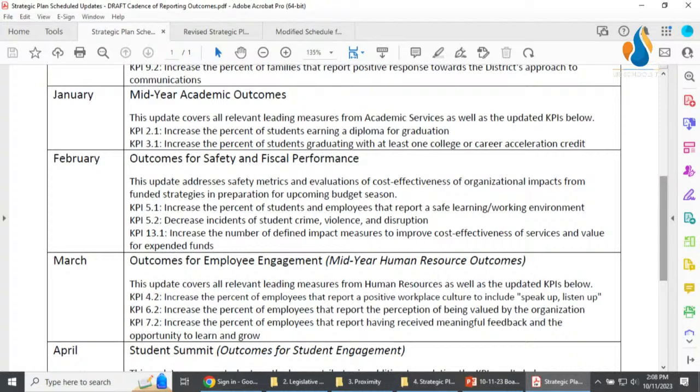Moving into March, that's when we move into our outcomes for employee engagement. So similar to how Human Resources talks about back in October, that hard data of people we lost, people we recruited, and things of that nature, when you get to March, it's really that mid-year data, those leading indicators of, are people feeling valued? Is that speak up, listen up culture actually being implemented? Do employees feel valued? Are they getting the feedback they need? Are they getting the development they need? This is that opportunity to really check in on our employees to ensure that what we aspire to be, how are we doing relative to those types of aspects? So it's really a mid-year human resource type of approach.